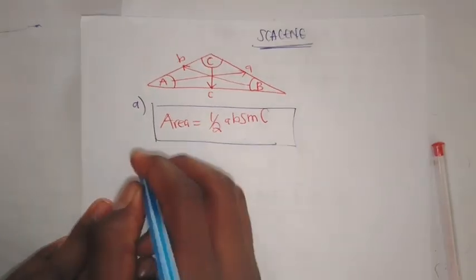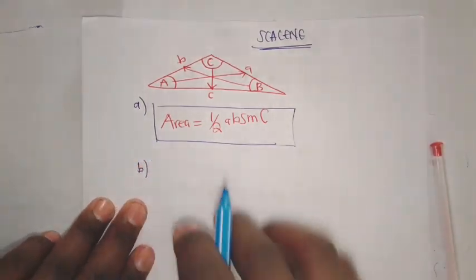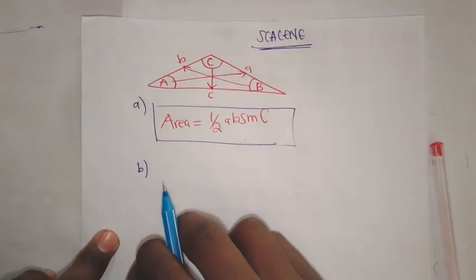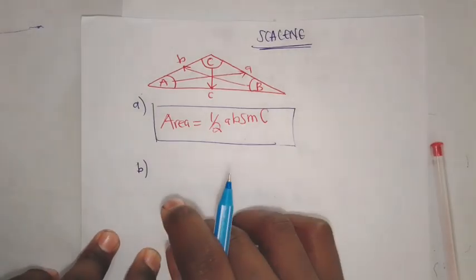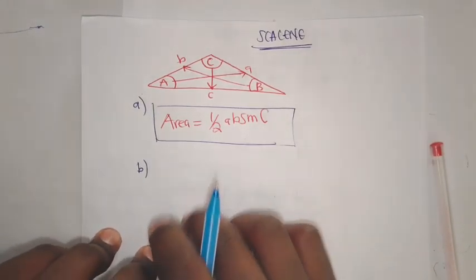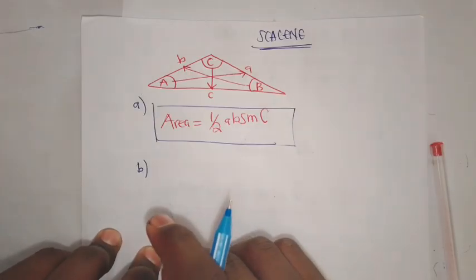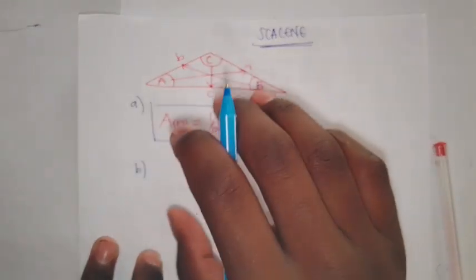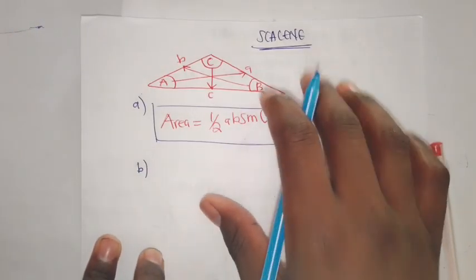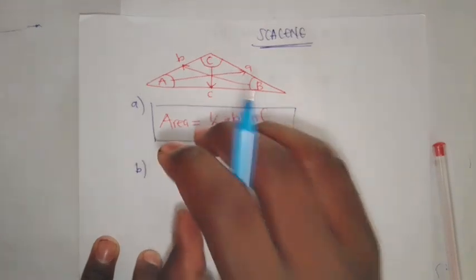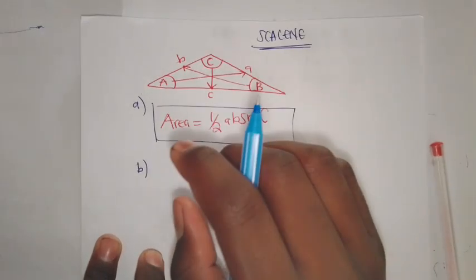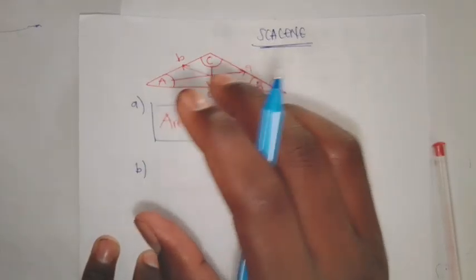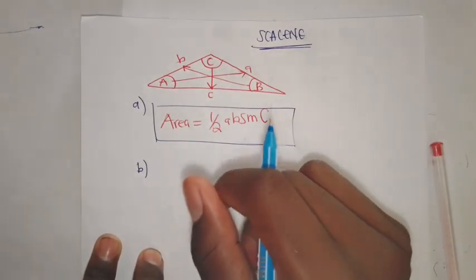What else? Let's talk about the cosine and sine rule. Very important when you are answering questions under trigonometry. You need to know when to use cosine rule and when to use sine rule. So let's start with cosine rule. When are we supposed to use cosine rule? Be attentive.